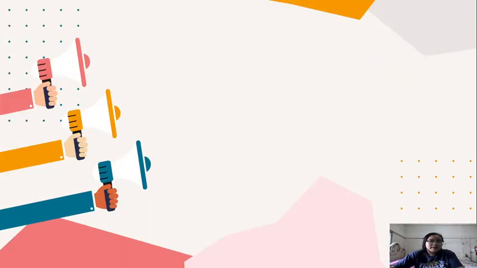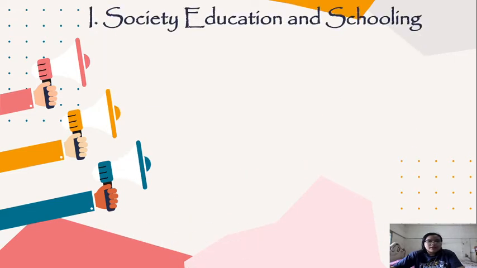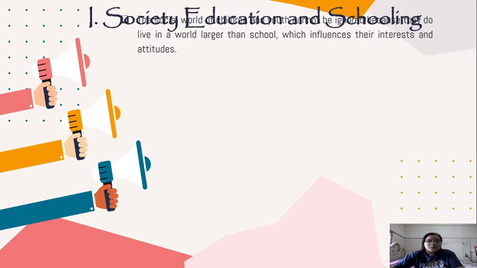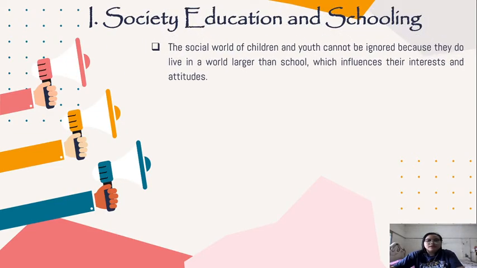Upon saying that, let us now move on to society, education, and schooling. The social world of children and youth cannot be ignored because they live in a world larger than school, which influences their interests and attitudes. So the world of the children and youth is not enclosed inside the school.